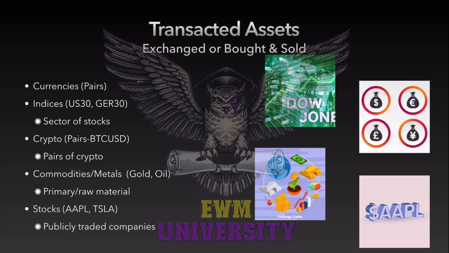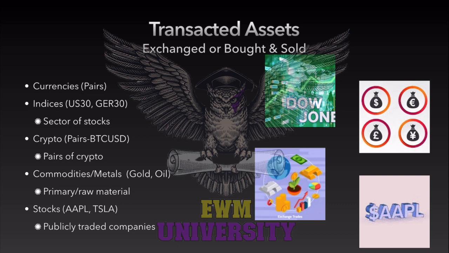All right. So we know that currencies are the most transacted assets on the foreign exchange market, because this is the foreign exchange market. And we know that indices or indexes, like US 30 or JUR 30, which are sectors of stocks, are also transacted on the foreign exchange market. We know that we're dealing with a lot of cryptocurrencies. And they're not tangible assets, but they're still digital currencies. So we're going to treat them the same as regular currencies in a sense, and we're going to be transacting these assets as pairs of cryptos.